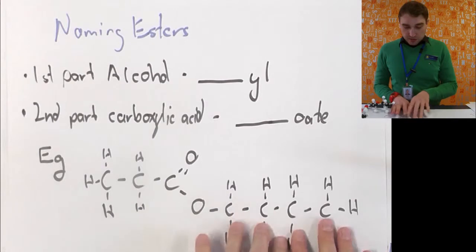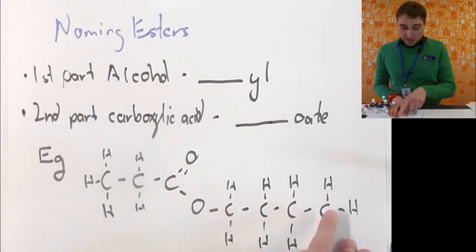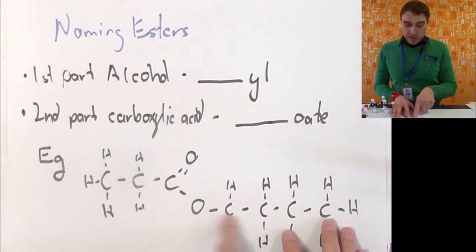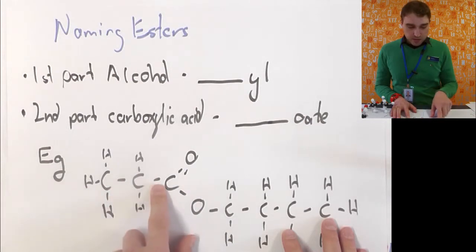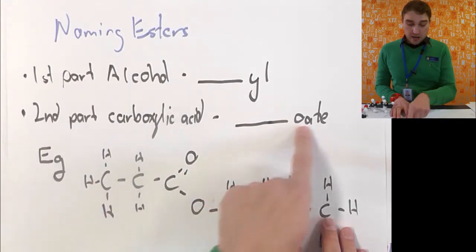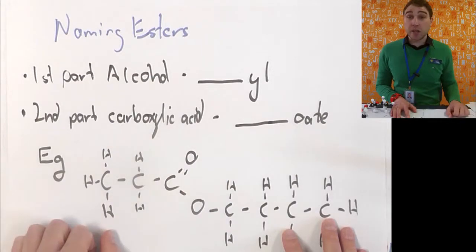The first bit you do is you look at the part that comes from the alcohol, and that's attached directly to the oxygen. So they've got 4 carbons here, methyl, ethyl, propyl, butyl, so this would be butanol that would be the alcohol that produced it. So the first part of the name would be butyl. Okay. Then we look at the carboxylic acid bit. There's 3 carbons there, so methyl, ethyl, propan. So it'd be butyl propanoate. So butyl propanoate. That's how you figure out the name.